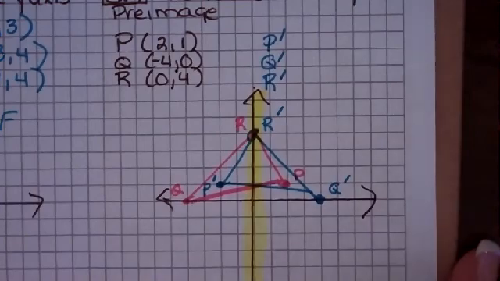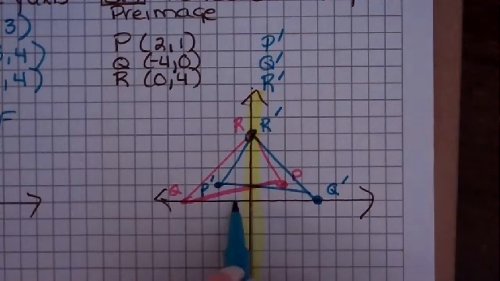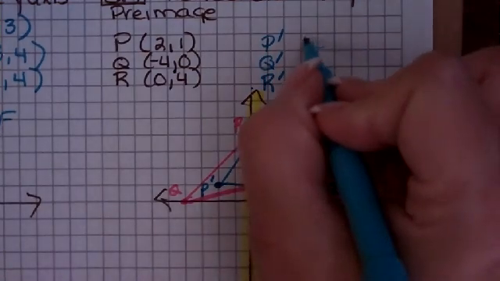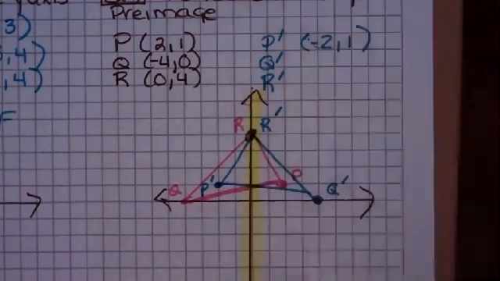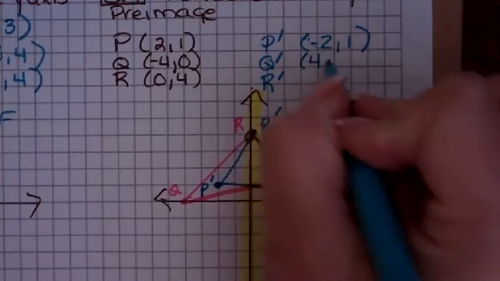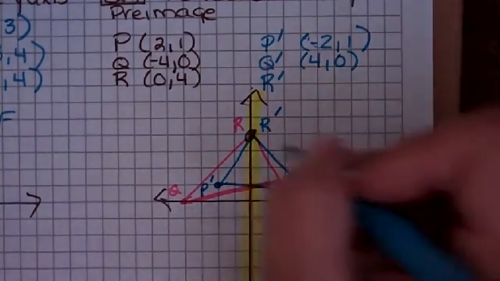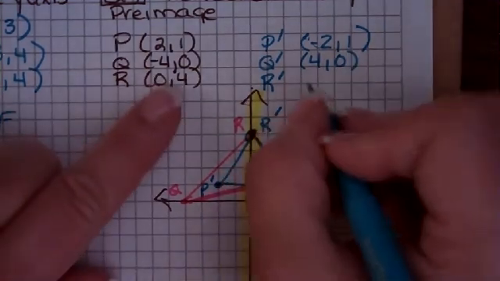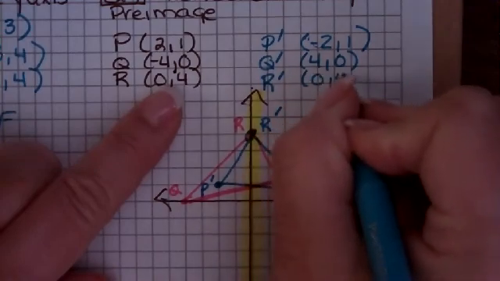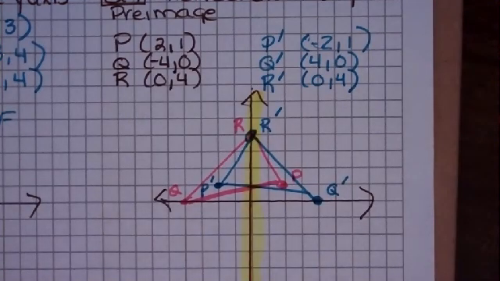So what I'm going to do right here is list out my ordered pairs. Now, P prime, which is right here now, is at -2, +1. Q prime is over here, and that's at 1, 2, 3, 4, and that's 4, 0 since I don't go up or down with Q, it's on the axis. And then R prime, we've already decided is the same thing as R, so I can just cheat and come right here and copy down R's values. And I'm done. Okay?